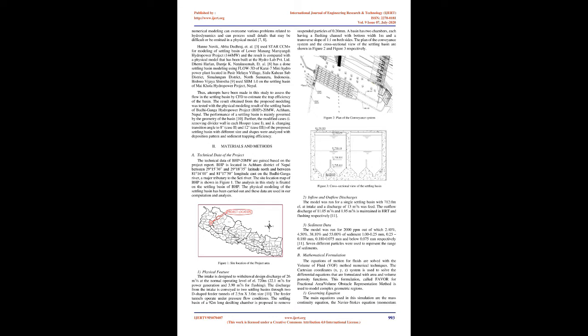The trap efficiency of a settling basin is defined as η = (C_in − C_out) / C_in, where η is the trap efficiency of the settling basin, C_in is the concentration of sediment at inflow, C_out is the concentration of sediment at outflow.